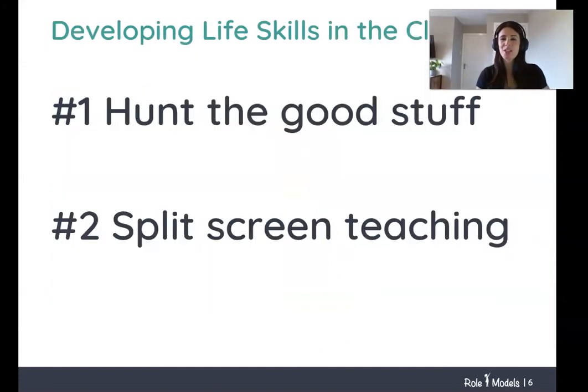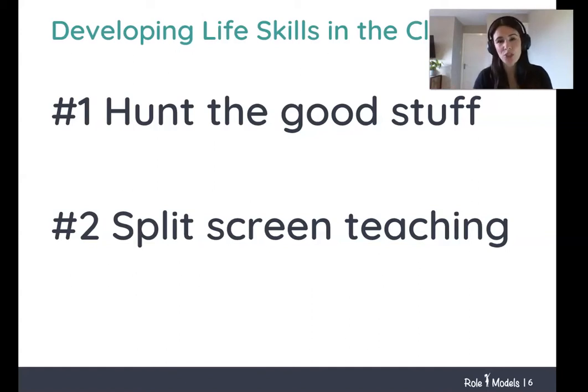Now, how can you help your pupils in your classroom to develop these types of skills? Idea number 1, hunt the good stuff. We are all biologically predetermined to focus on the negative. And you'll see this in your pupils. It doesn't matter how many good things happen throughout the day, they will inevitably focus on the one thing that happened that went wrong. Whether that's something that happened in the playground, over break or lunch, or maybe an exam mark or grade that came back.